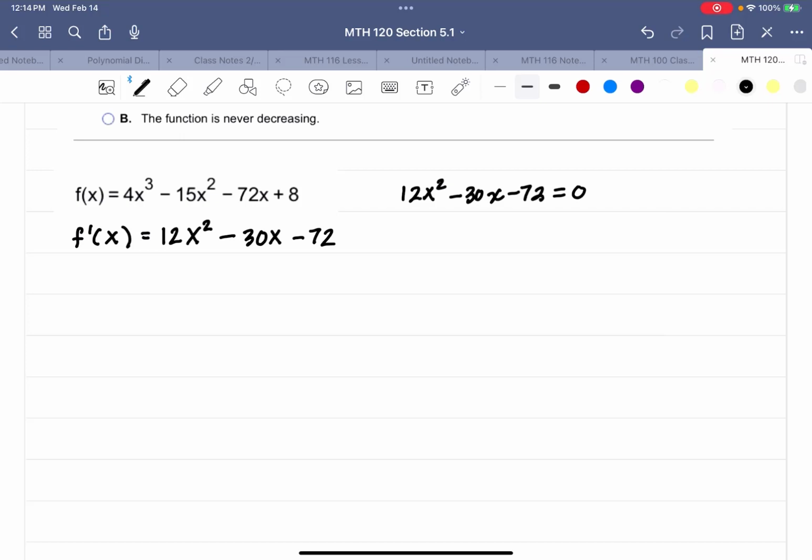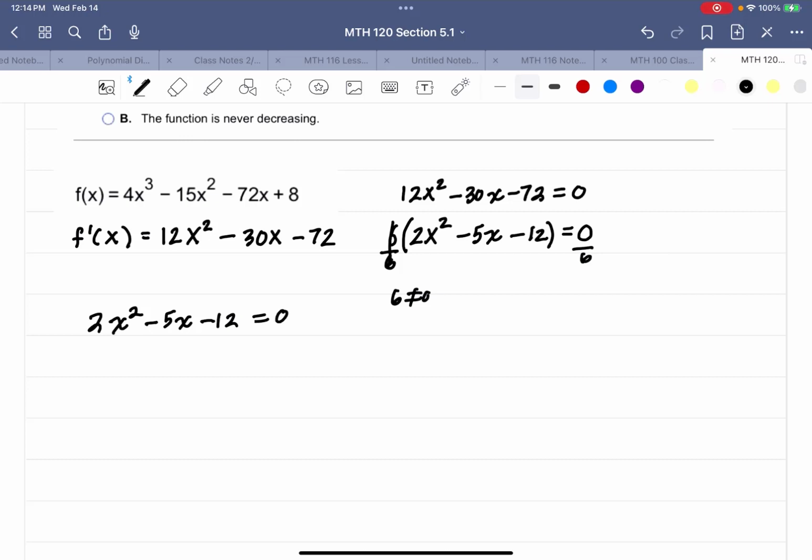And since it will factor, I'll take out a common factor of 6. It'll make my factoring easier. 2x squared minus 5x minus 12 equals 0. Since this 6 is a constant, technically you could just divide through by it. And remember, if we set it equal to 0, it's never equal to 0 anyway. So all I have to consider is 2x squared minus 5x minus 12 equals 0.